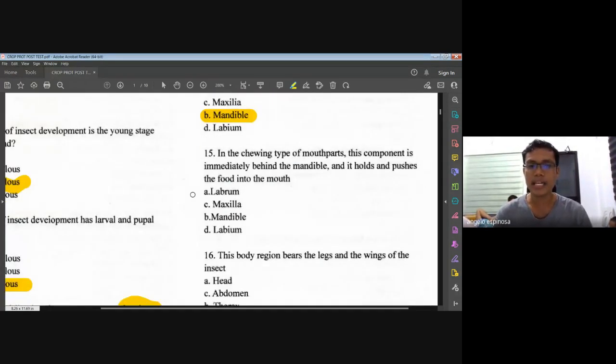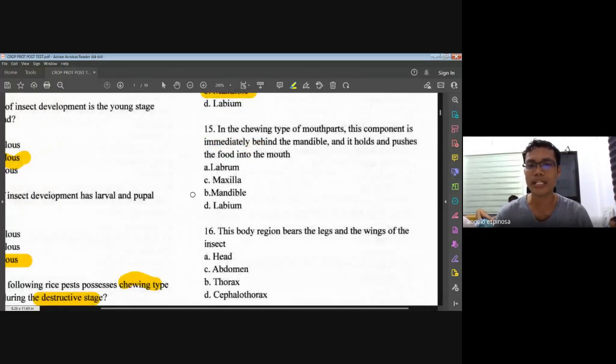Next, number 15. In the chewing type of mouthparts, this component is immediately behind the mandible. Ibig sabihin sa likod. Tumutulong siya sa pag-hold at pagtutulak ng food sa bunganga, para pumasok doon. The correct answer for number 15 is letter C, that is maxilla. Kasi yung mandible, sa harapan yan, while the maxilla sa likod po ng mandible.